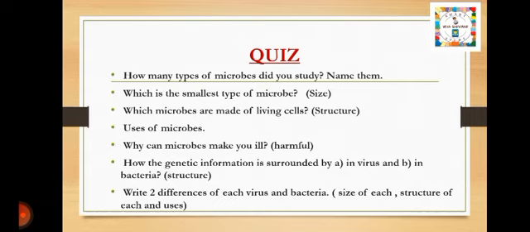Which microbes are made of living cells? We will go to the second parameter, that is the structure. We will check which is made up of living cells. Virus has a protein wall, a protein coat, and second, bacteria are made up of living cells. So the correct answer is bacteria. Uses of microbes: we have seen that they are used in the preparation of yogurt, medicines, wine and beer. So you can write any of them.